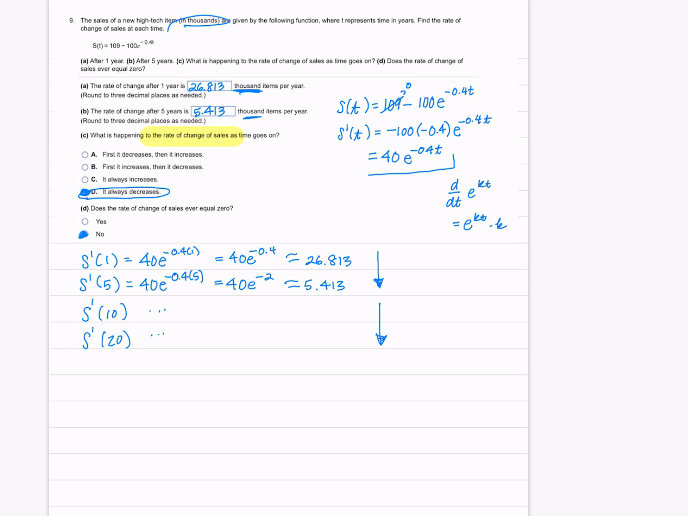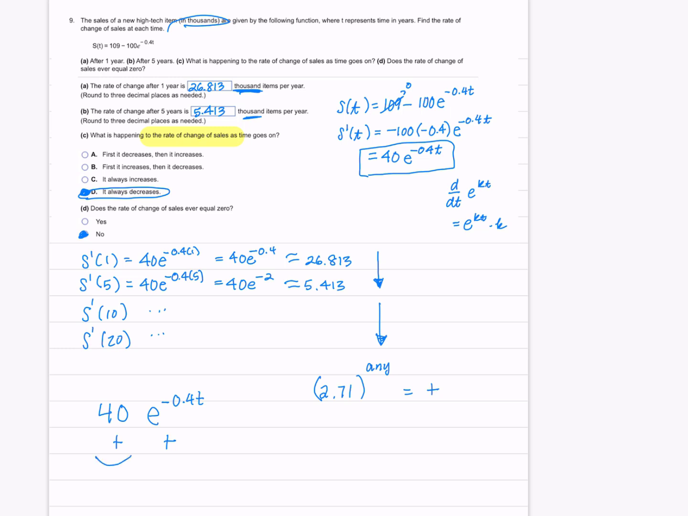Take a look at the formula for the rate of change. We have 40, okay? That's a positive number, okay? We have e to the negative 0.4t. That is also always a positive number. Why? Because e is about 2.71. When you raise a positive number to any power, that's going to come out positive. So it can never get to 0.